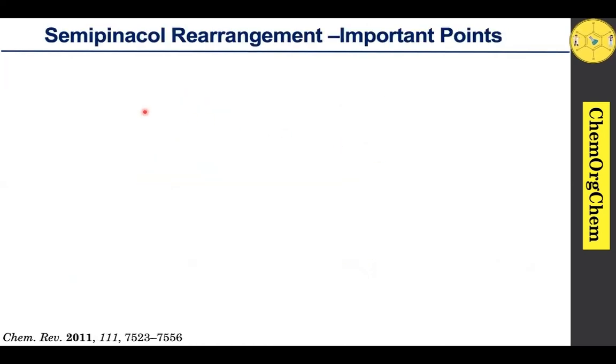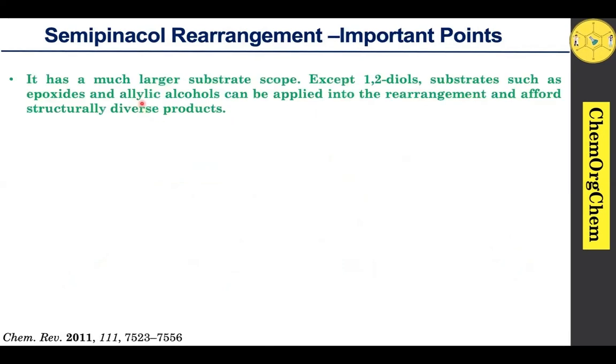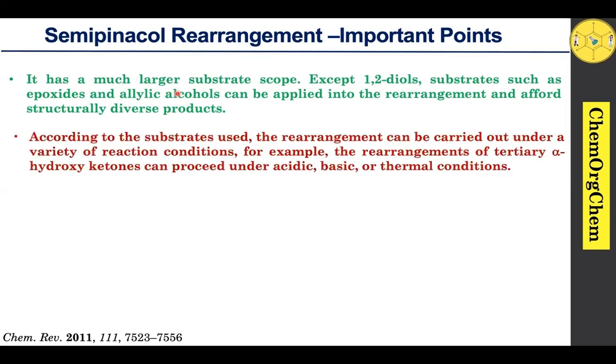Next, we are moving on to some important points regarding semipinacol rearrangement. When compared to the pinacol-pinacol rearrangement, semipinacol rearrangement has higher advantages like a large substrate scope. For example, in pinacol-pinacol rearrangement, we can utilize only vicinal diols. But in case of semipinacol rearrangement, we can utilize a large array of substrates such as epoxides and allylic alcohols. Those can be easily converted into the corresponding structurally diverse products.